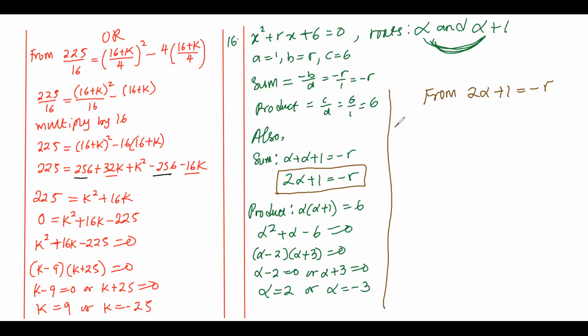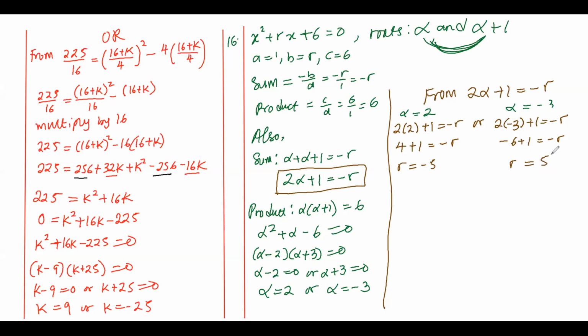Okay, so from here, it means 2 times 2 plus 1 equals negative r, or 2 times negative 3 plus 1 equals negative r. So what have we done? This is the case when alpha is equal to 2. This is the case when alpha equals negative 3. So from here, I have 4 plus 1 is negative r, so r is negative 5. Here I have negative 6 plus 1 is negative r, which means r is plus 5.